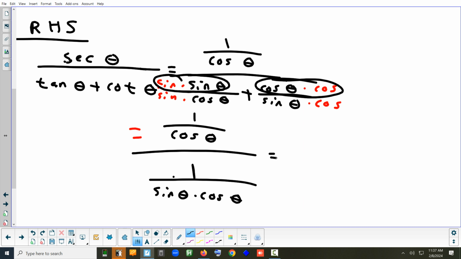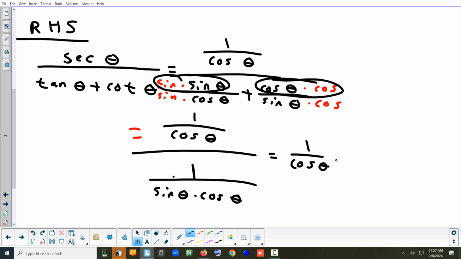Okay, so now when we divide two fractions, what do we do with the one in the bottom? Flip it and switch the sign. So we flip and multiply. So we have 1 over cosine times, what's going to go next to it?